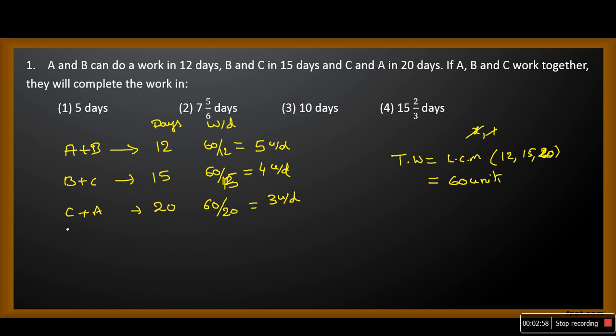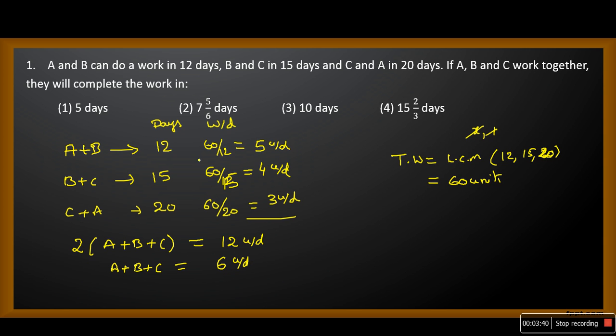Now, if you add all the efficiencies, what do I get? 2 times, because A is there 2 times, B is there 2 times and C is there 2 times. So, 2 times the efficiency of A, B and C is doing how many units per day? This is 5 units per day, 4 units per day, 3 units per day. So, 12 units per day. I am adding all the work done per day: 5 plus 4 plus 3, 12. With what efficiency? 2 times the efficiency of A, B and C. If A, B and C work together, they can do how many units per day? 6 units per day. Here it is 2 times the efficiency; with 1 time efficiency, they will do half of the work, that is 6 units per day.